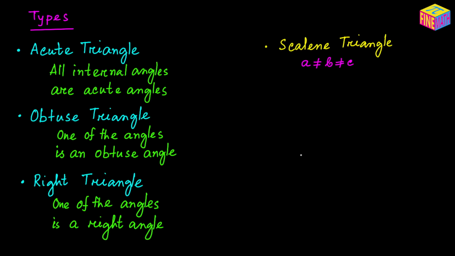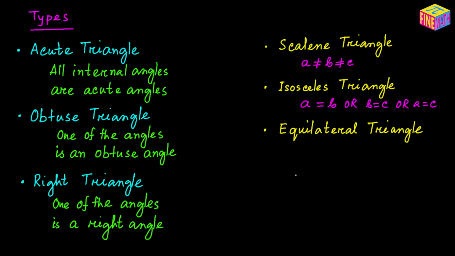The next type here is called an isosceles triangle. When any two sides of a triangle are of equal length, then that triangle is called an isosceles triangle. So we can denote it like this. We can say either A equals B, or B equals C, or C equals A, right? Or A equals C. So any two sides of a triangle being of equal length, that triangle will be called an isosceles triangle. And the third type here is called the equilateral triangle. For an equilateral triangle, all sides will be of equal length. So we can denote it like this. Side length A will be equal to side length B will be equal to side length C. All sides are of equal length. And this type of triangle is called an equilateral triangle.